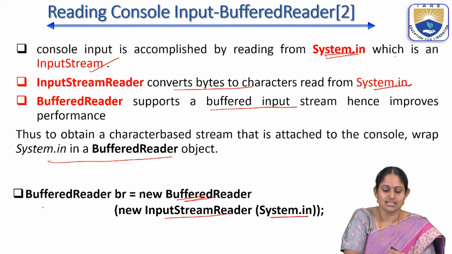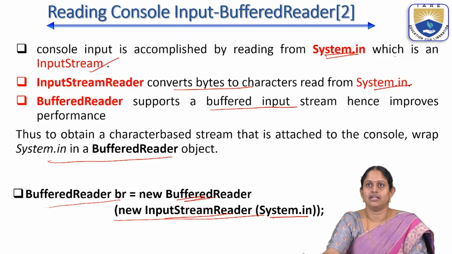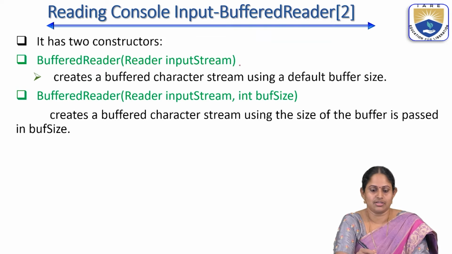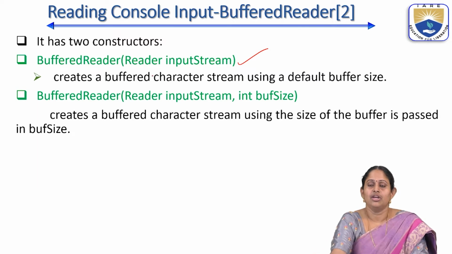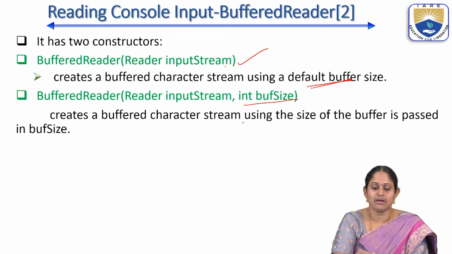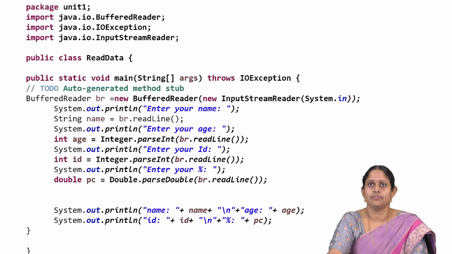That is the reason we get this syntax of reading data through BufferedReader. Now, BufferedReader has various types of constructors. Here, it will read from an input stream and create a buffered character stream using a default buffer size. But in the second case, we provide the buffer size, so it will create a buffered character stream using that size of buffer. So these are the two constructors of BufferedReader.